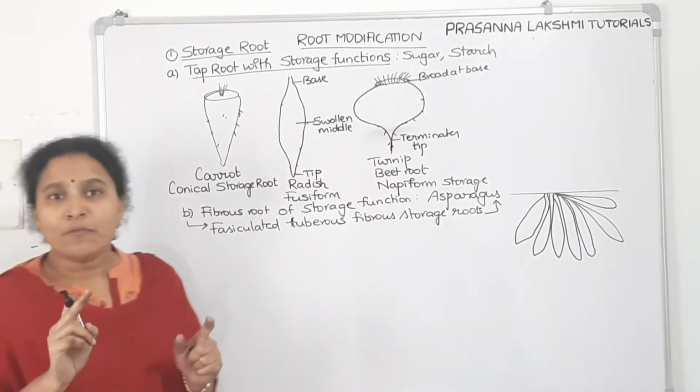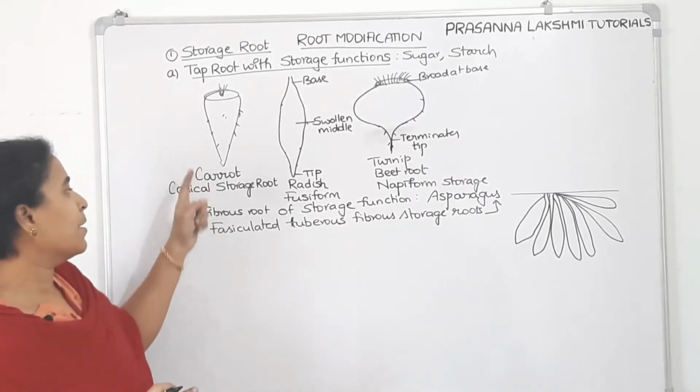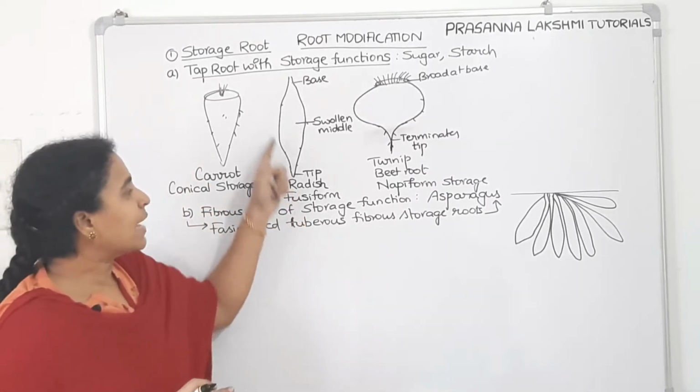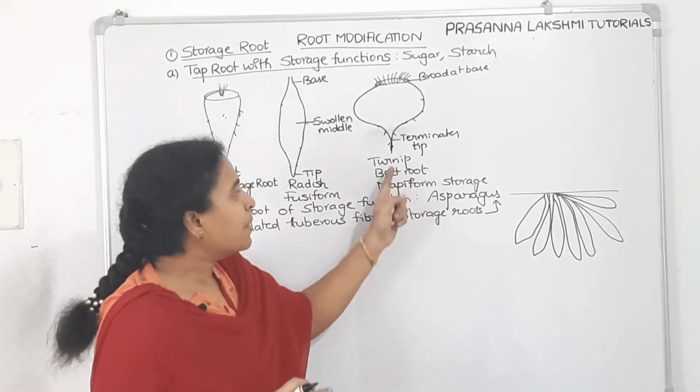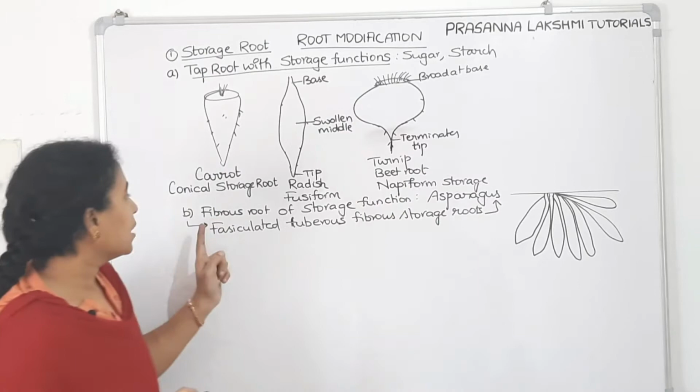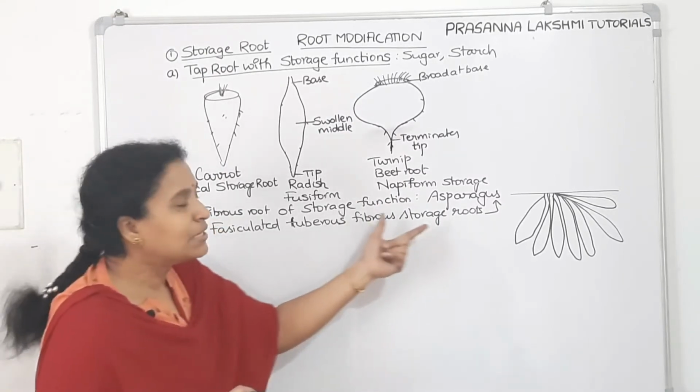So taproot with storage function, carrot is an example, conical shape. Radish is an example, fusiform shape, or spindle shape. Napiform shape, beetroot and turnip are the examples. Fibrous root example is asparagus.